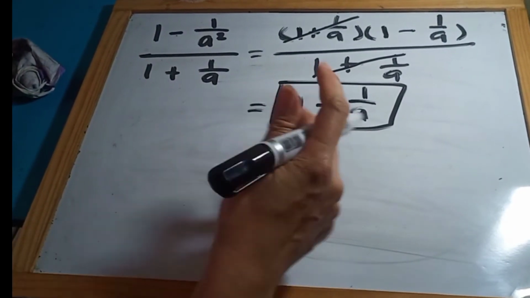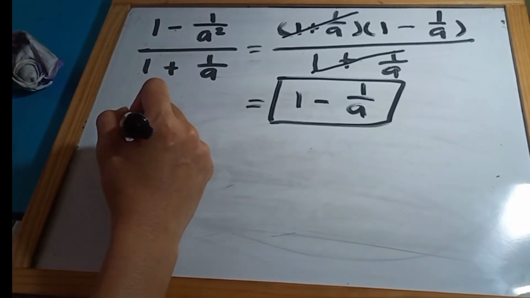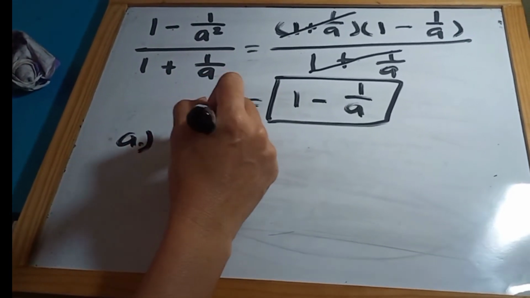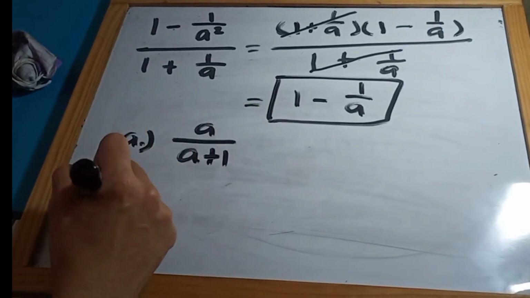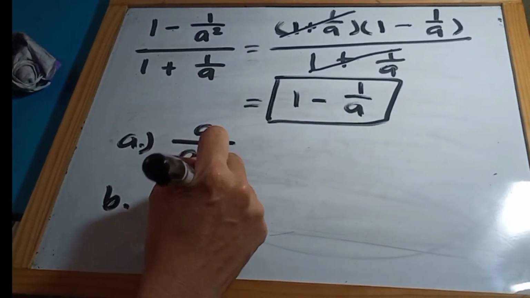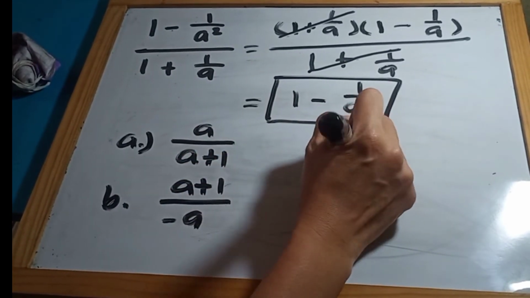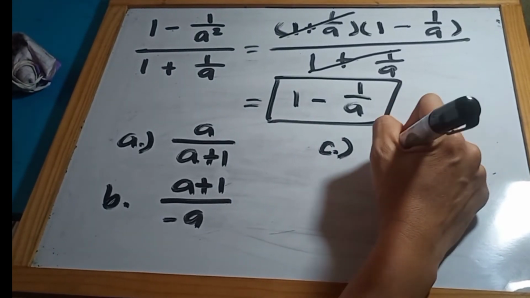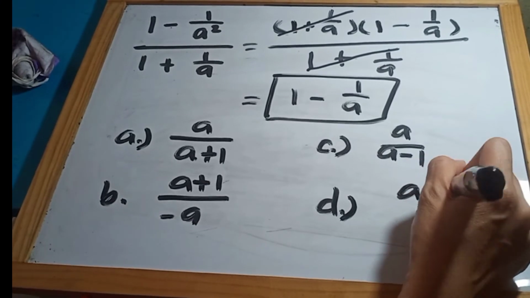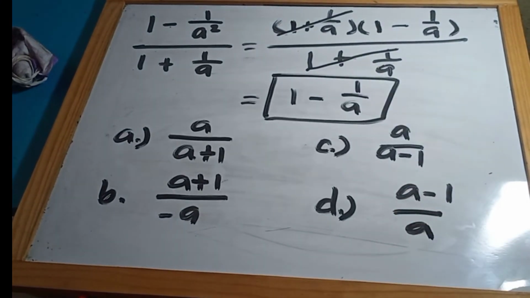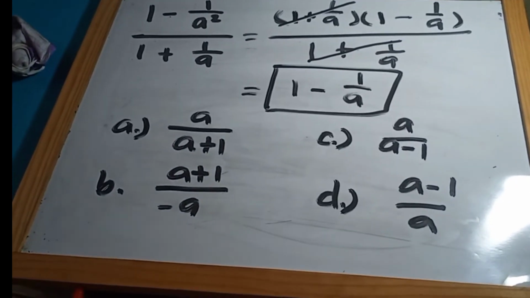Paano kung halimbawang hindi nyo nakita tong sagot natin sa choices? Let's say ang choices is letter A is a over a plus 1. Letter B, a plus 1 over negative a. Letter C, a over a minus 1. And letter D is a minus 1 over a. So, ano kaya sa tingin nyo ang correct answer dito?